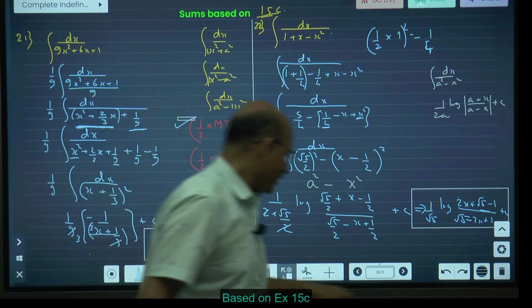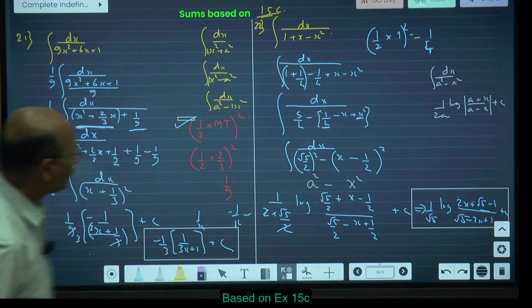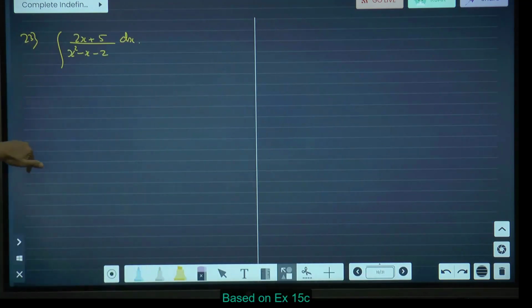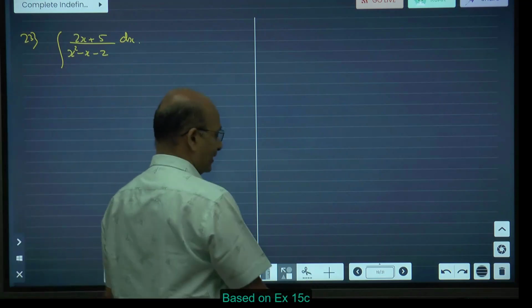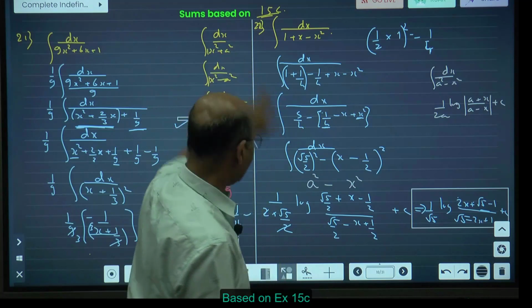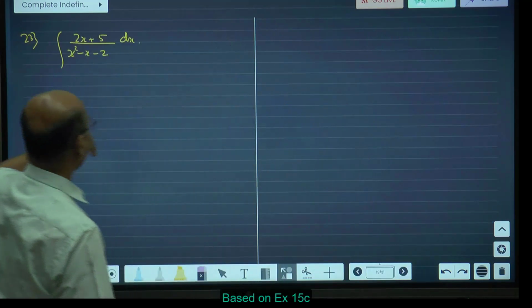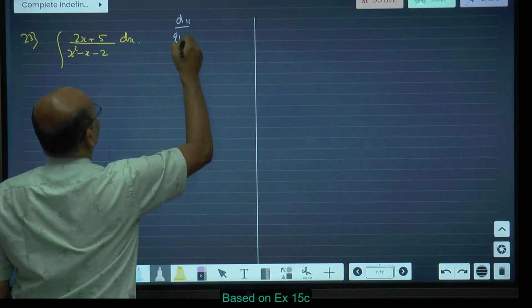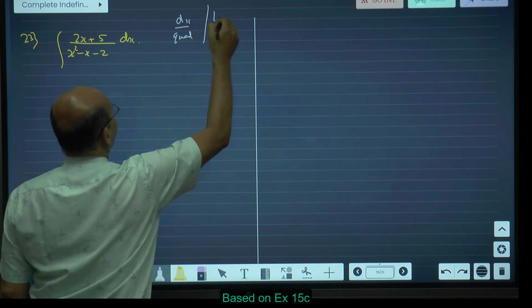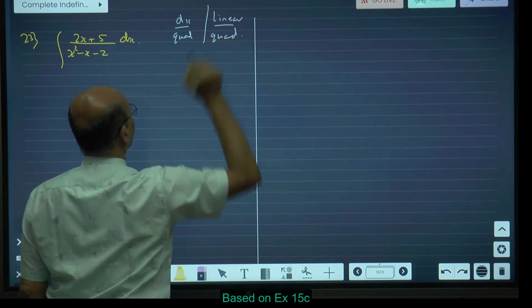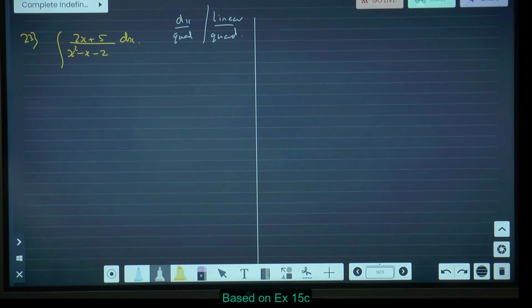Now let us take another example quickly. What happens and what is in store. Linear upon quadratic. This is exactly the second case. Now remember, these sums are based on 15c. So dx upon quadratic and linear upon quadratic form. The working remains the same but the sums are slightly bigger, and much more interesting.